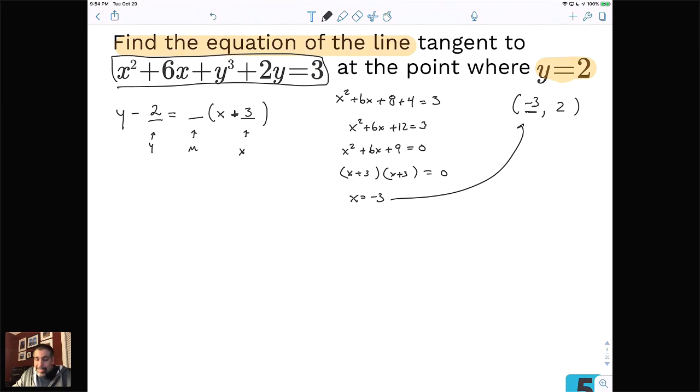So here's your last chance to do a practice problem this evening. I'm going to give you guys a second. Would you please take the derivative of x squared plus 6x plus y cubed plus 2y equals 3? We'll check our answers in just a second.